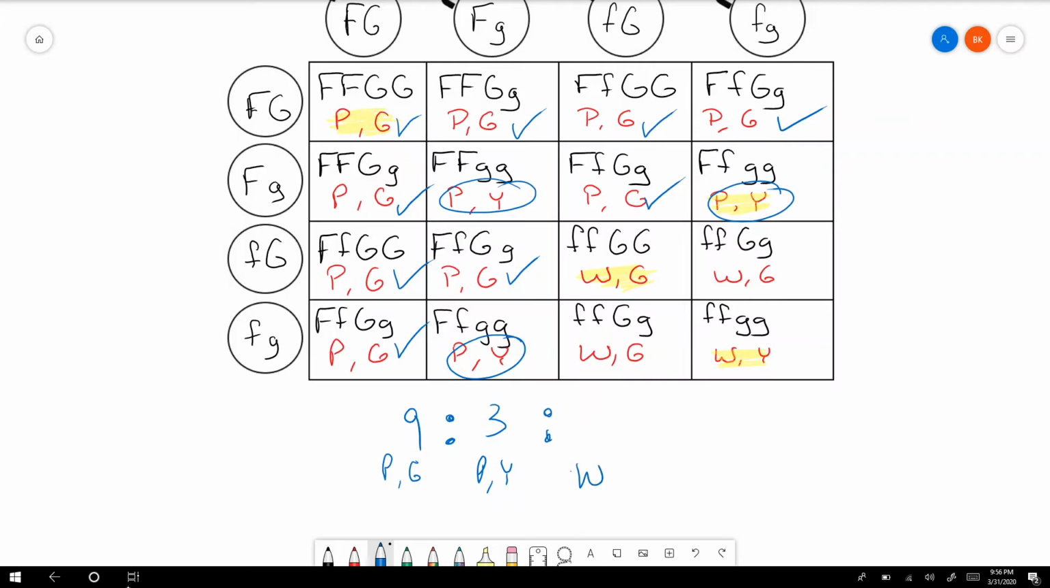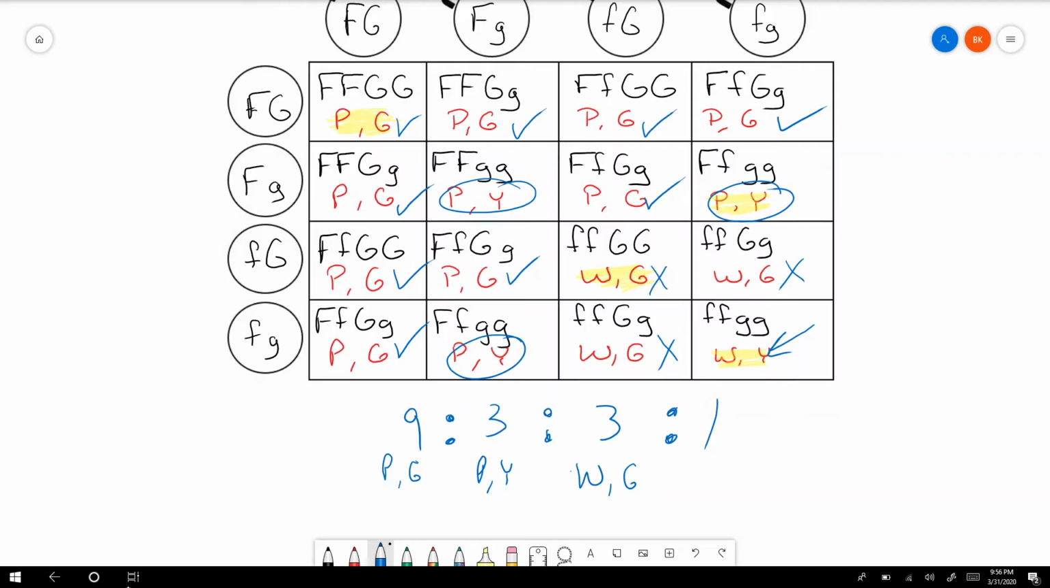We would do how many have white flowers and green pods. So they're recessive for the first trait, and they are dominant for the second trait. And you can see here's one, two, and three of those. And how many are recessive for both traits? Well, there's just this one here. Okay, and so you get 9 to 3 to 3 to 1.